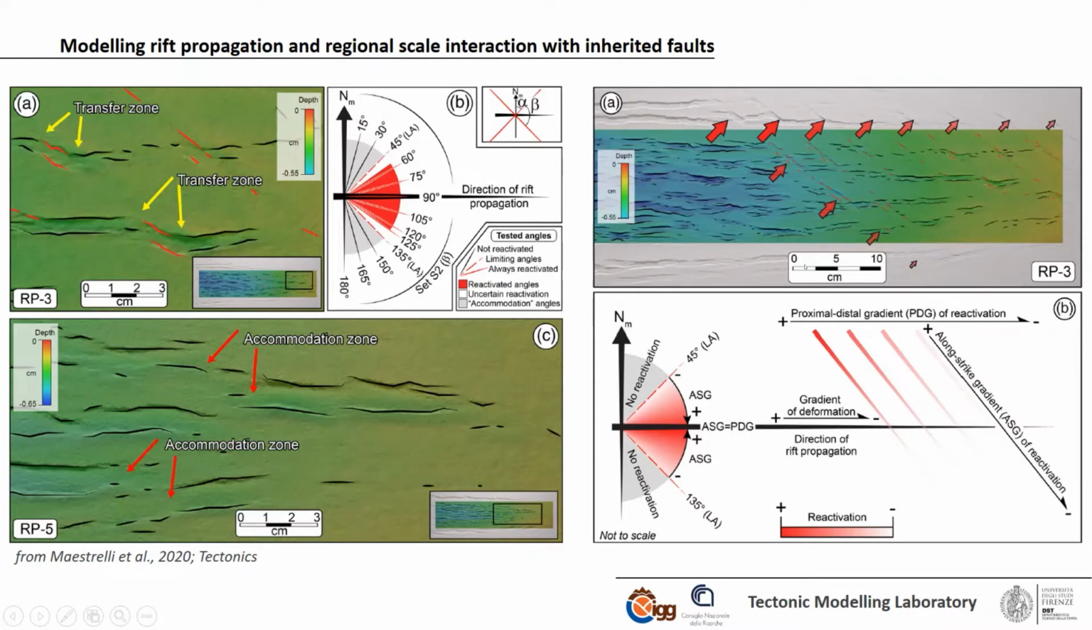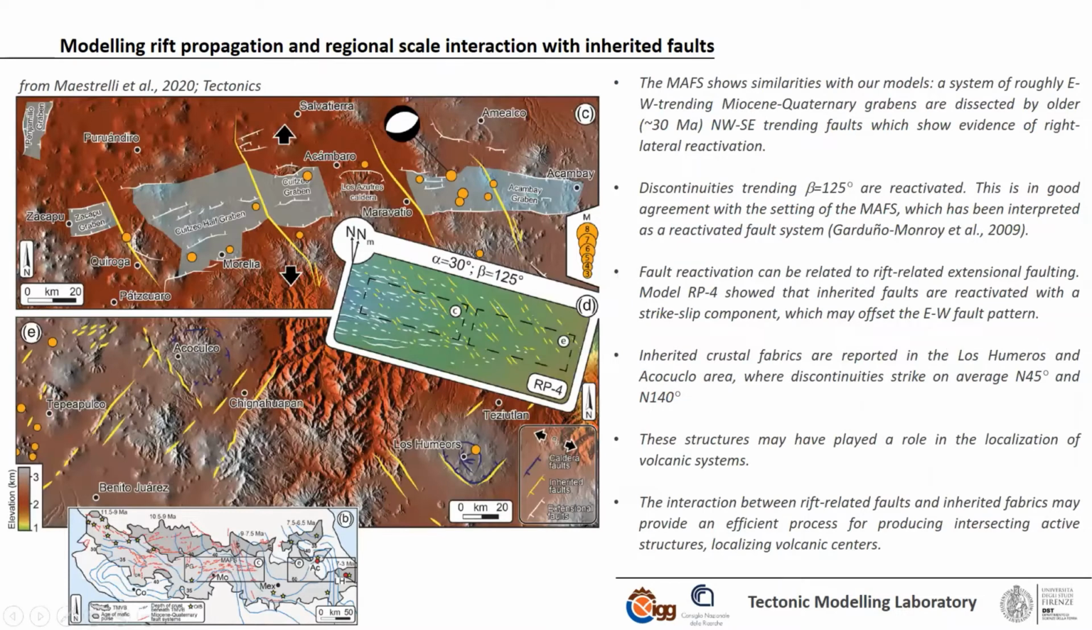Okay, so if we compare all these and we go to check the specific models that better fit with the case of the Trans-Mexican Volcanic Belt, we can see, for example, that in the central portion of the Trans-Mexican Volcanic Belt, which is called the Morelia-Hanbei fault system, we have these right-lateral strike-slip faults, which are supposed to be reactivated. This is in agreement with our model, and it says that fault reactivation here might have occurred as a consequence of the rift propagation.